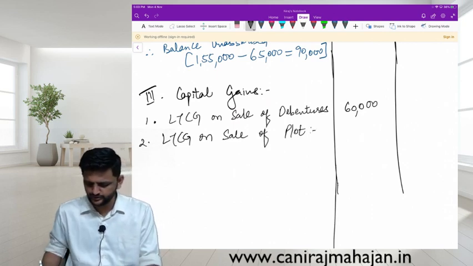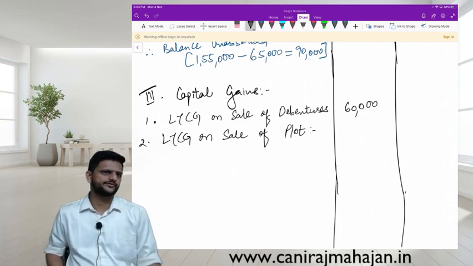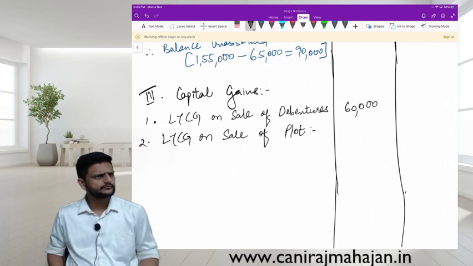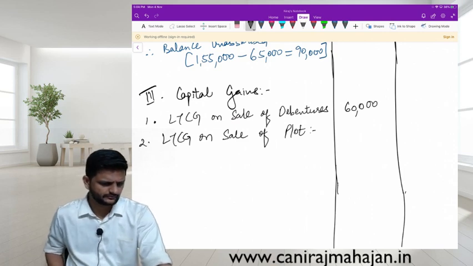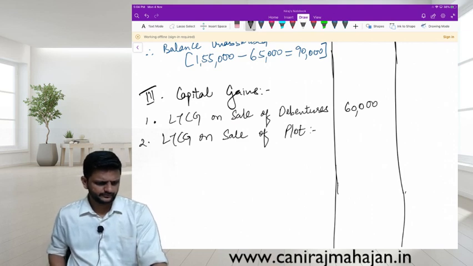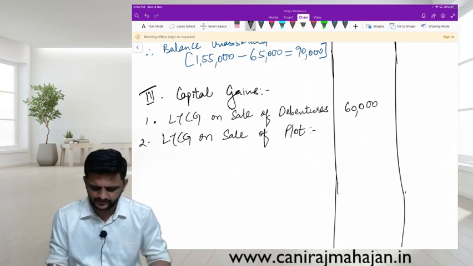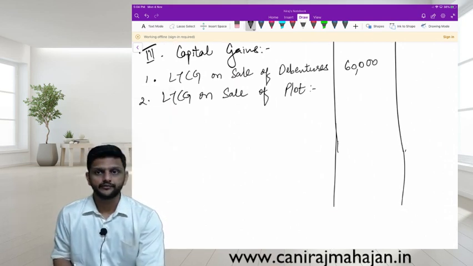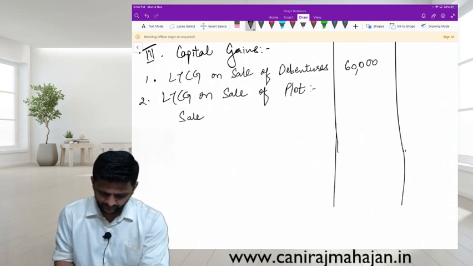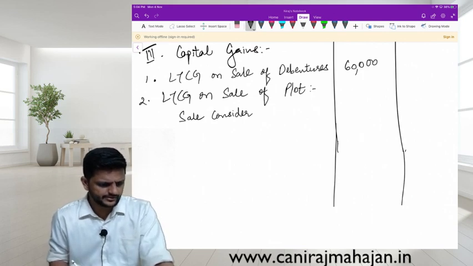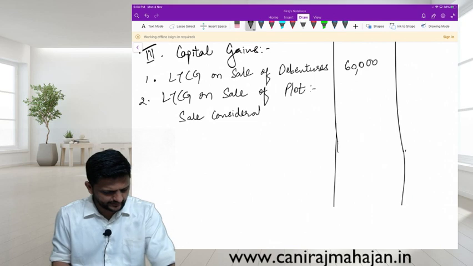It is as good as one simple question of LTCG. Come on. 1 lakh. Again. 640 minus 538.9. Is it? Okay. How much? 1 lakh. Everyone getting same figures? Everyone getting same figures, no? Sale consideration is 6,40,000.